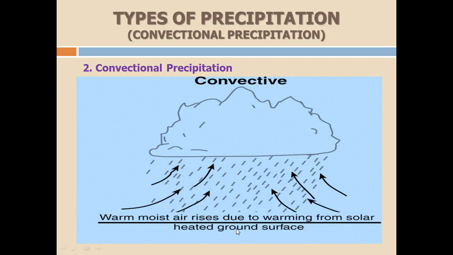The warm moist air rises due to warming from the solar heated ground surface. The air rises up to a specific condensation level, the vapor condenses to liquid droplets, and then the droplet size increases. The growth of droplets occurs, and finally heavy rainfall starts from these clouds.